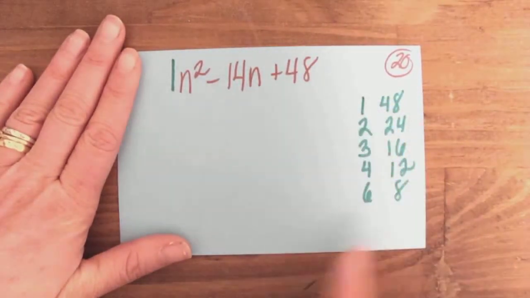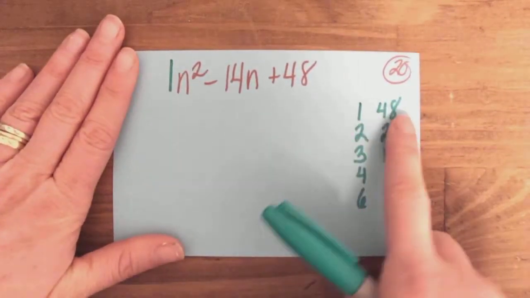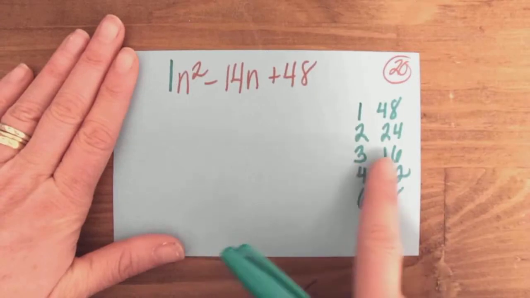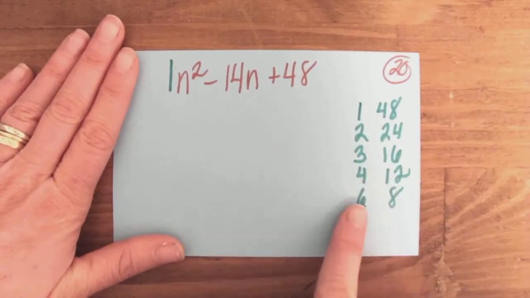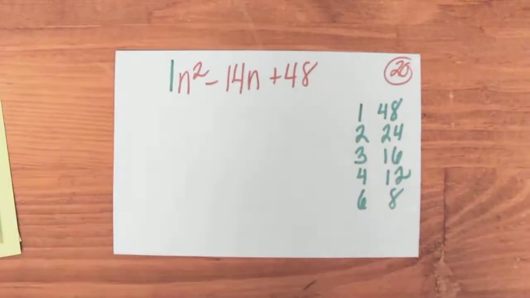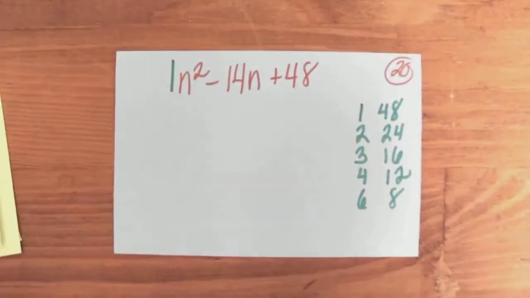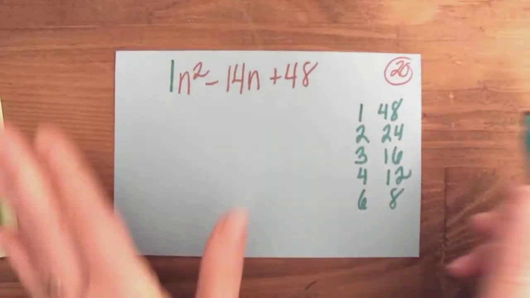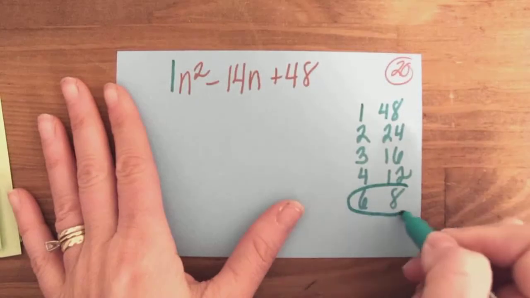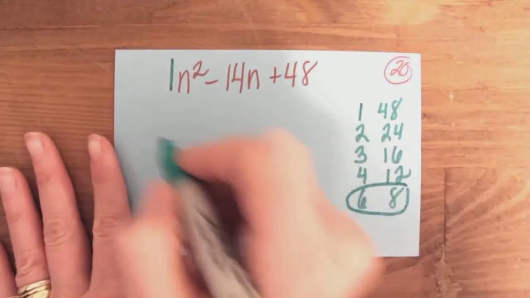I listed over here the factors of 48. 1 times 48, 2 times 24, 3 times 16, 4 times 12, and 6 times 8. What you want to think of is the one that adds to give you, let's just say 14 to start, which 6 plus 8 is 14.